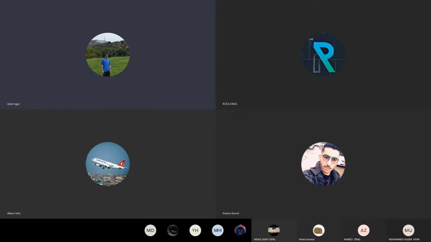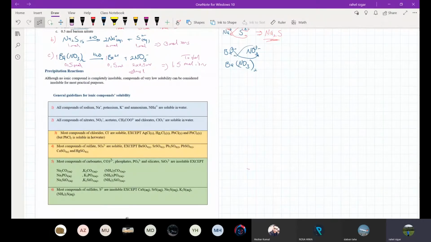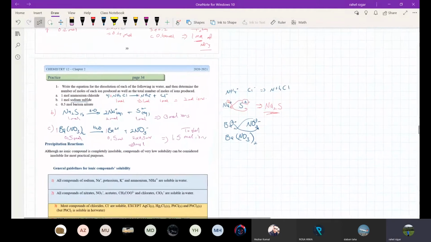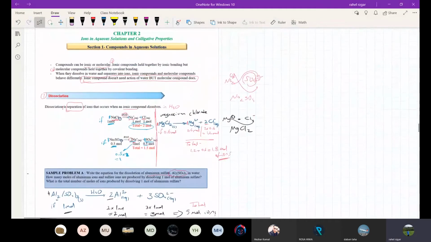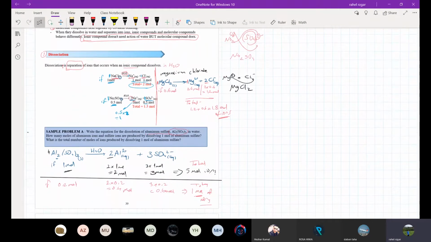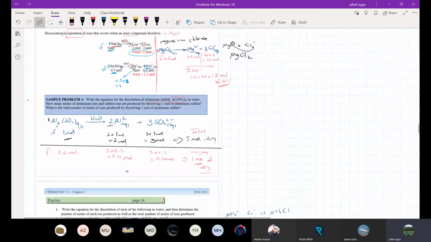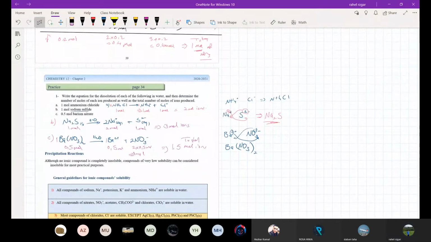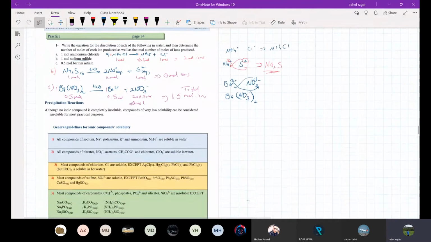So for today's lesson, we'll talk about precipitation reactions. Yesterday we started with chapter 2. In chapter 2, we talked about the compounds in aqueous solution. We said if ionic compounds, until now we are only talking about ionic compounds, dissolve in water, they will separate into the ions, and we talked about their moles. How can we find their moles? And we solved the practices as well. Now, we'll talk about precipitation reactions.